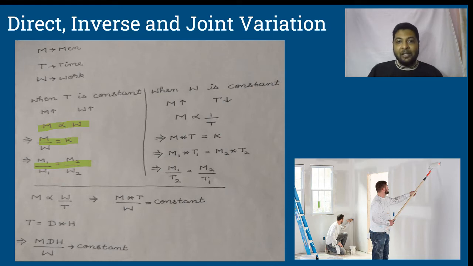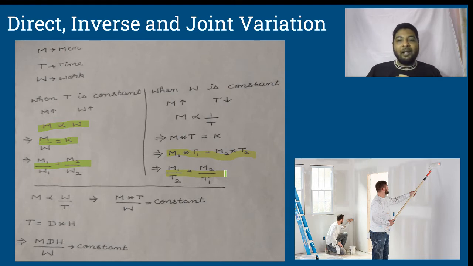In other words, if I remove this variation symbol, then we have to introduce a constant. M into T will be a constant. M1 into T1 is equal to M2 into T2. If we want to remember in a similar format as the direct variation, then M1 by T2, please understand this, M1 by T2 is equal to M2 by T1. Is that clear?